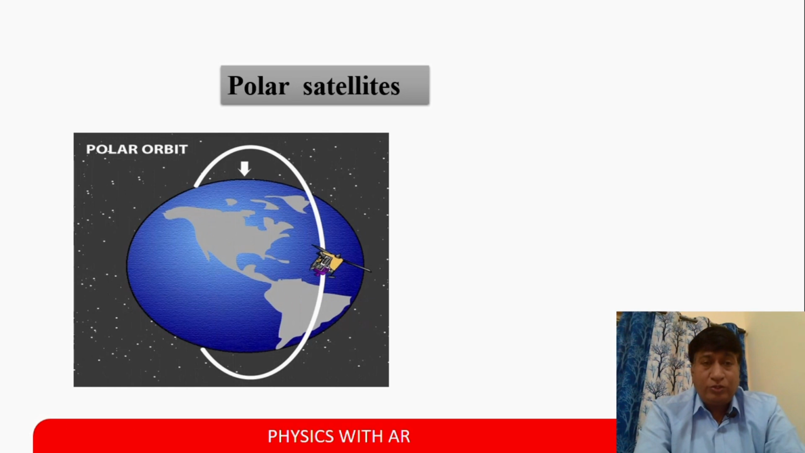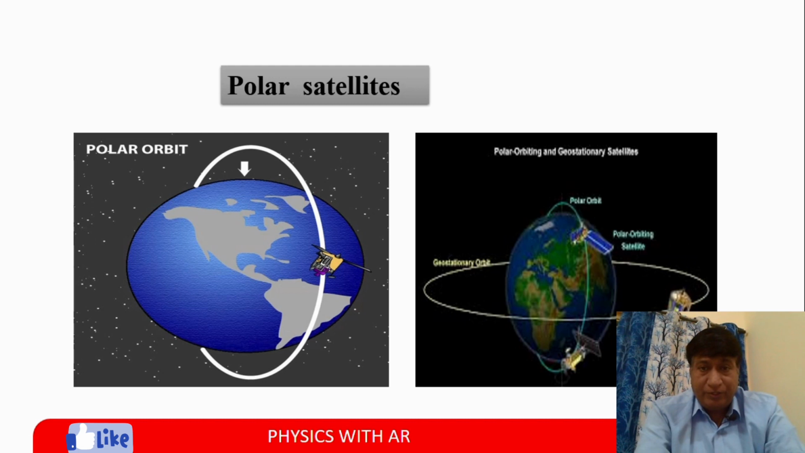So you have to see how polar satellites move. This is the diagram, where we can see that it revolves in the north-south direction. This is a combination of both orbits. Here you can see this is a polar orbit, and this is the one which you can take as a geostationary orbit.